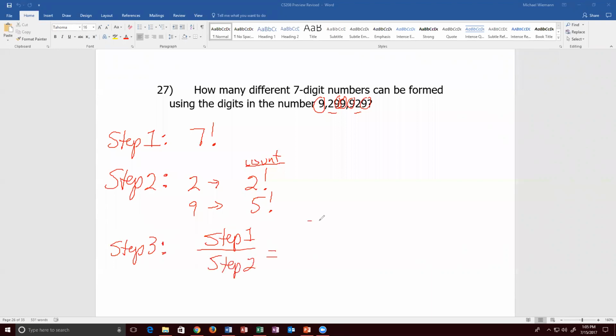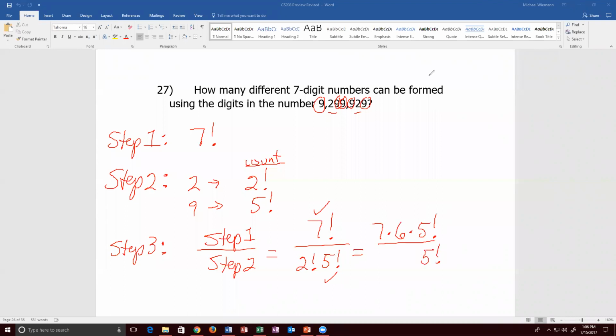Well, step one was 7 factorial. Step two was the product of all of our step two, so 2 factorial, 5 factorial. I'm going to go ahead and complete this one by hand. You can do this inside of Excel if you want to. So counting down from 7, I've got 7, 6, 5 factorial. So that takes care of the 7 factorial. The 5 factorial I bring over.